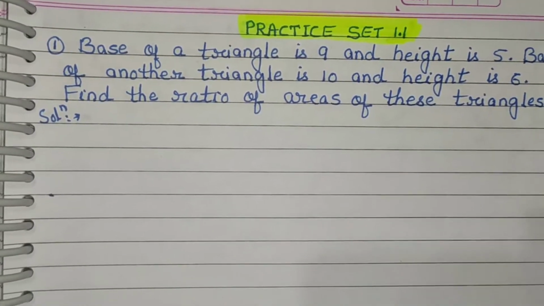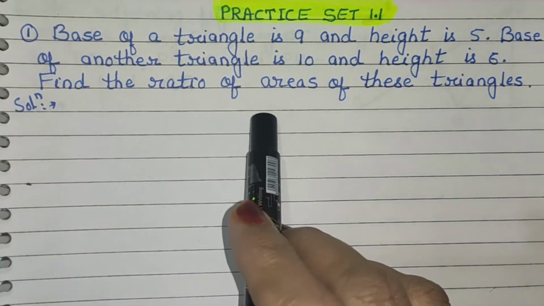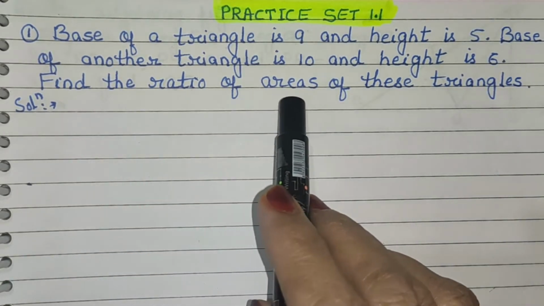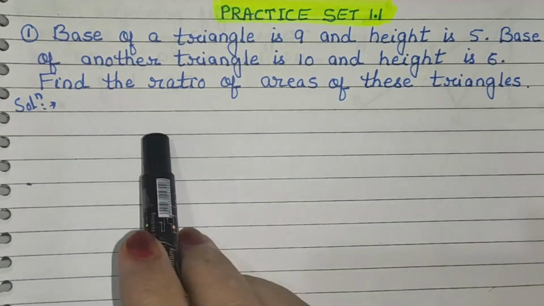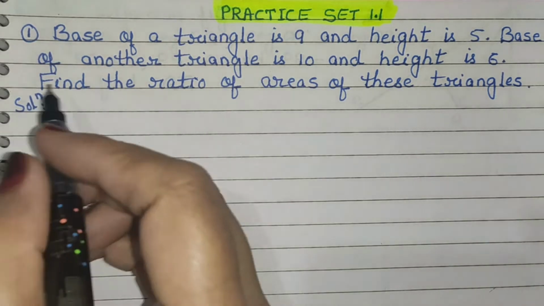Now let us see how to solve practice set 1.1. First question is base of a triangle is 9 and height is 5. Base of another triangle is 10 and height is 6. Find the ratio of areas of these triangles. Now write the solution here.